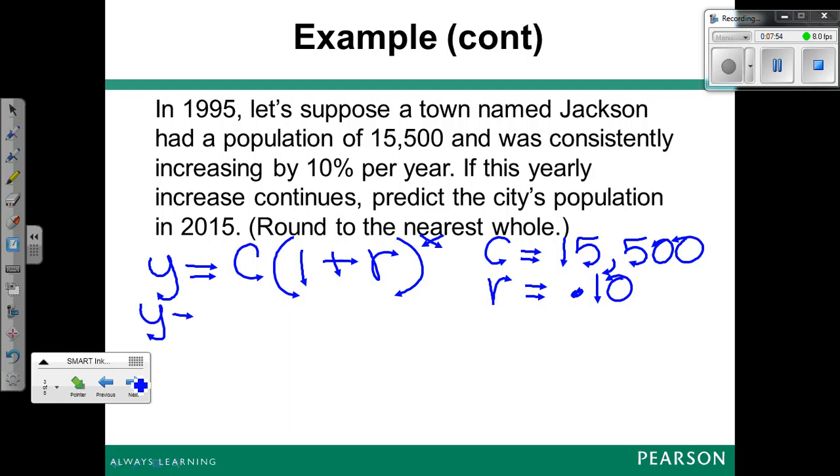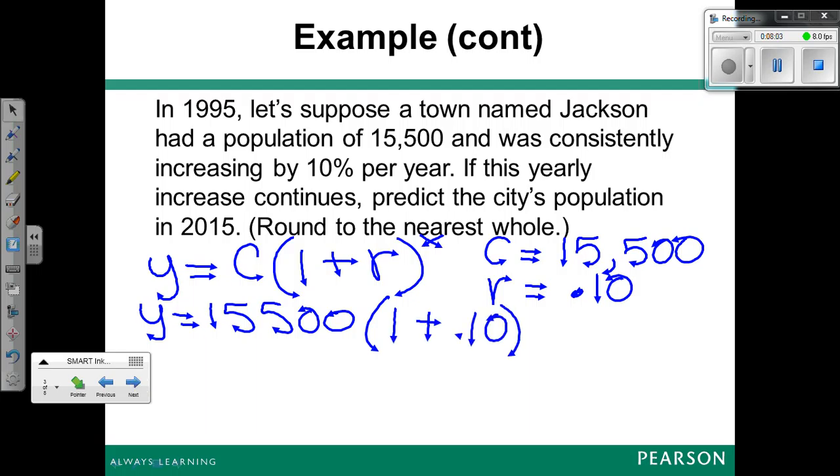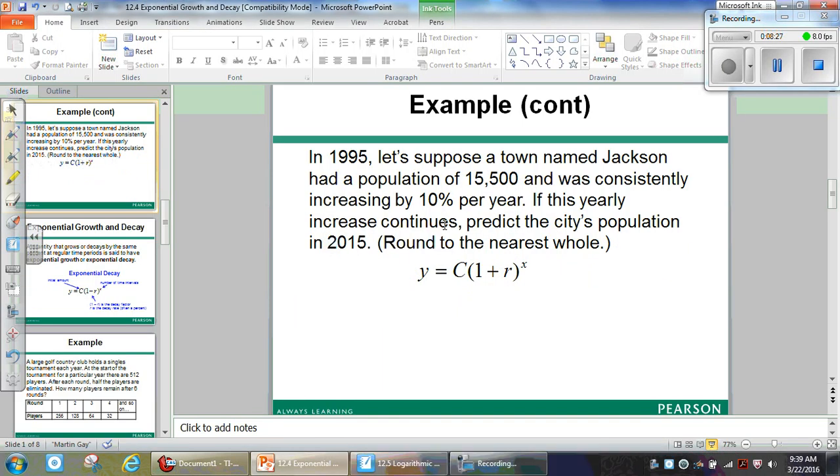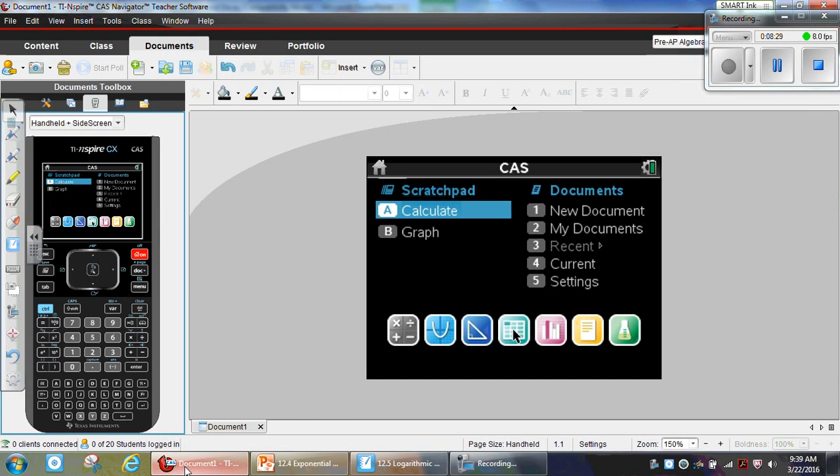So we're going to substitute what we have: 15,500 times 1 plus 0.10. And remember, we agreed that the year 2015 was going to be represented by X equals 20. Now, I know that you might already know how to type this on the calculator. But just to make sure we're on the same page.